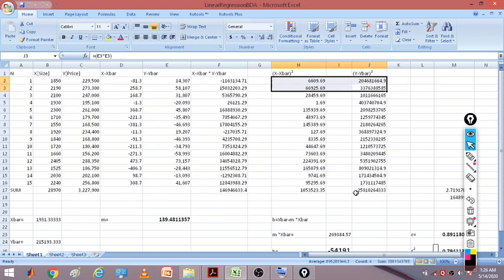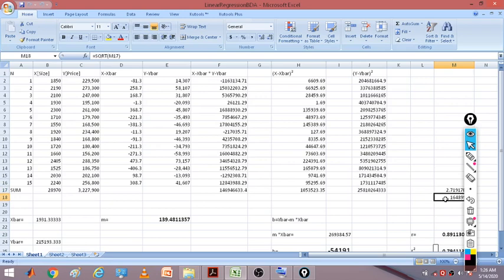Now multiply these two, so this value with this value. So we are here, h17 into j17. Multiply these two squared values, x minus x bar whole square into y minus y bar whole square, then take the square root of this one. Now this will be your denominator.